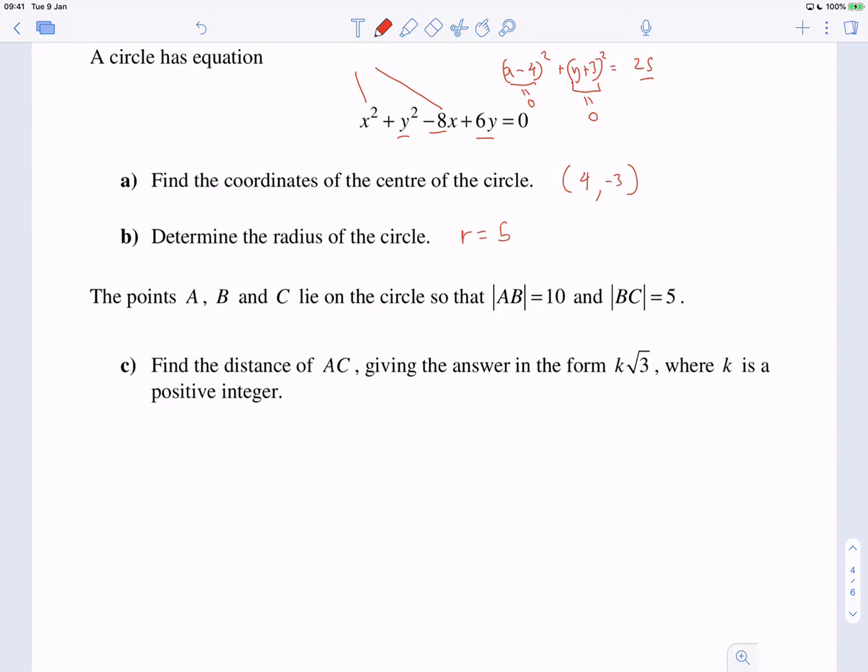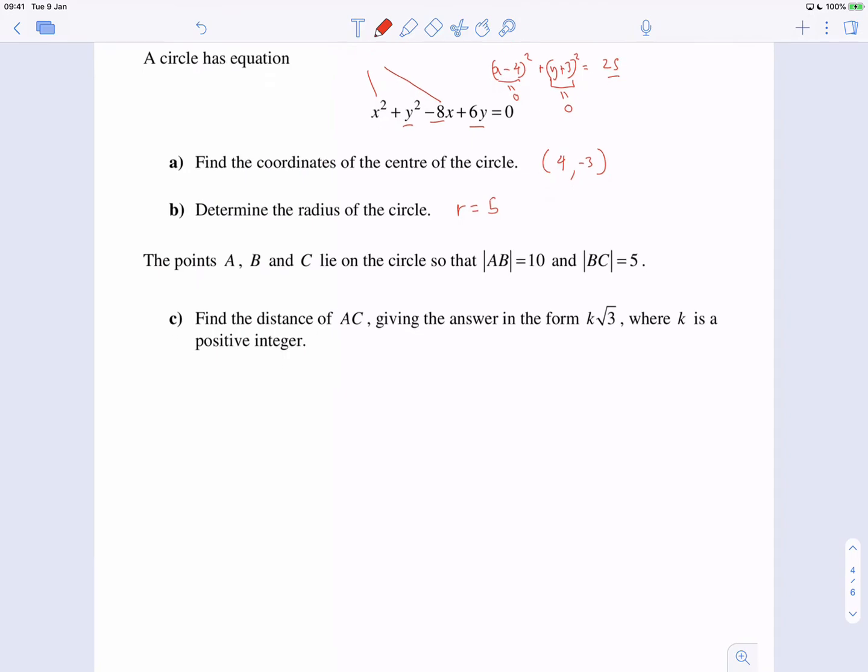Okay, for the next part, the points A, B and C lie on the circle such that AB is 10 and B to C is 5. Okay, right, let's think about this. I've got a circle. Here's my circle. Now, if I know the radius is 5 and A, B and C lie on the circle and A to B is 10, there's only one way this can happen. And that is if A and B are opposite ends on the circle and this is a diameter. Can you see why that has to happen? Because if you've got 5 there and 5 there, that's the only way you can get a distance of 10 inside of a radius 5 circle.